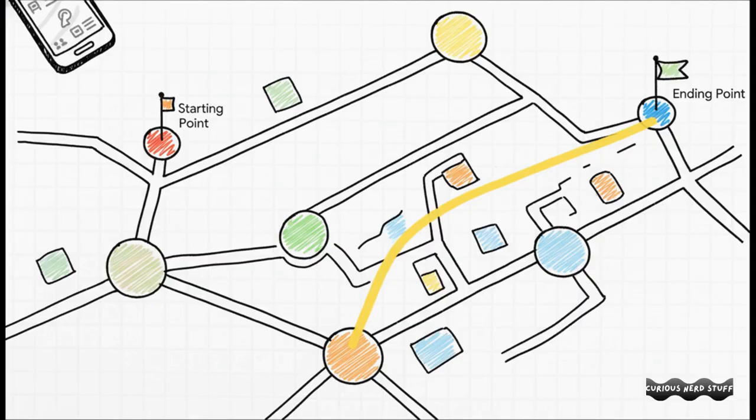In this case, the states are specific locations like cities or intersections, just like you see on this map. The actions are driving along the available roads. The AI's job is to search through all the possible paths to find the one with the lowest cost, and that cost could be time, distance, or even fuel consumption.